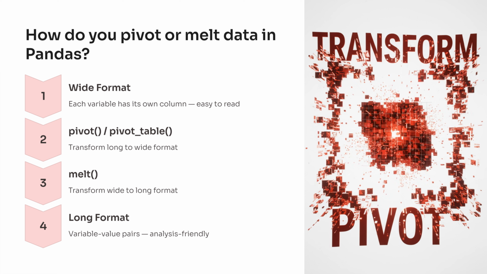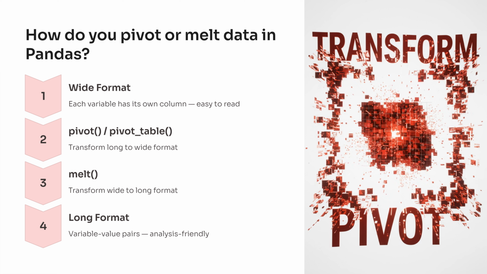Let's start with the basics. There are two main formats you'll deal with in data analysis: wide format and long format. In a wide format, each variable has its own column. It's easy for humans to read, like a spreadsheet. But for analysis, especially in time series or statistical modeling, we often need the data in a long format, where each observation is represented as a pair of variable and value. And that's where pivot and melt come in.